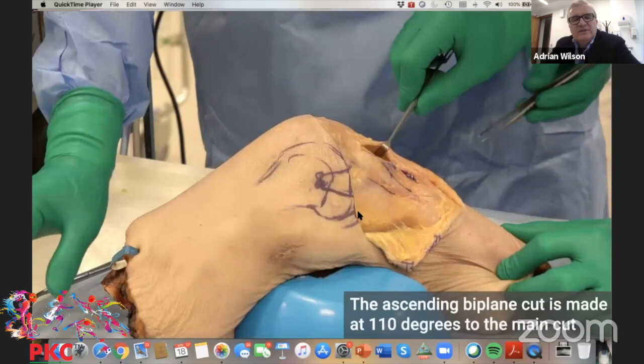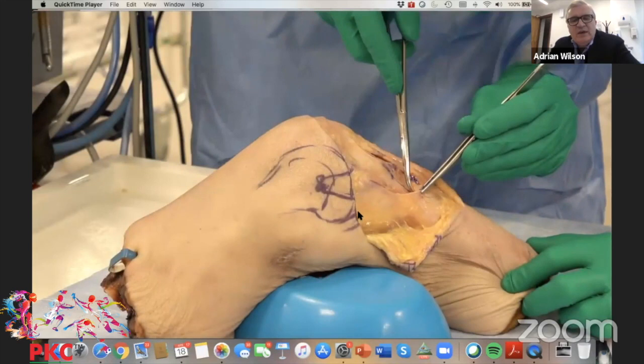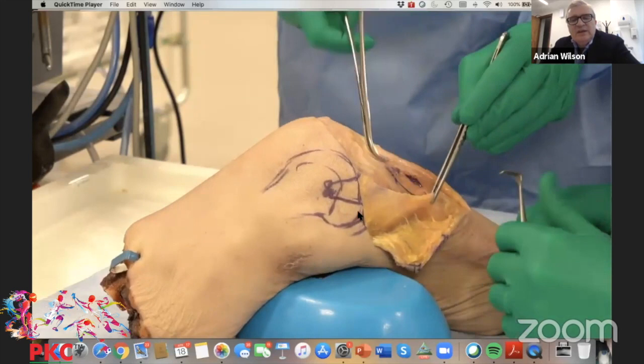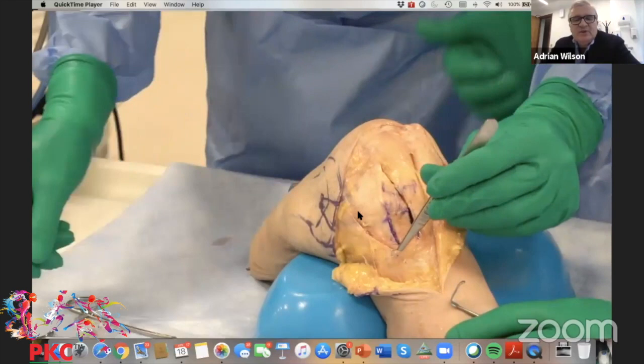And then as we come down on this specimen, we show something that everyone gets confused about. What do I do with the pes? And here we're popping a Leahy retractor inside and simply opening it up. That is spreading the hamstrings away from the tibia. And that is how you release the hamstrings, but at the same time you preserve them so that you can use them there and then, or use them at a later date, or of course leave them for the patient for function. So that's what you do with the hamstrings.